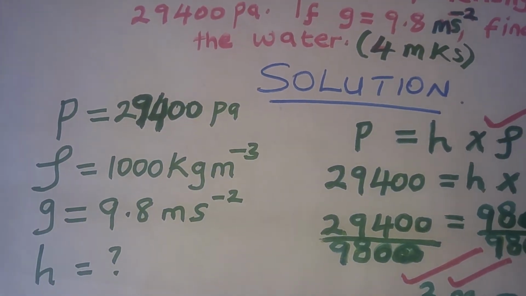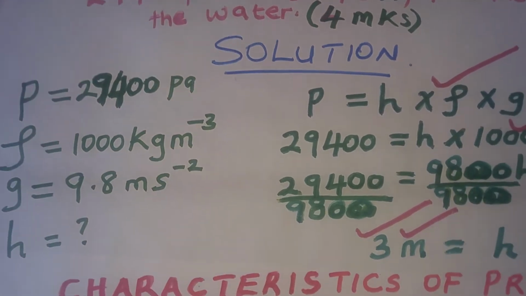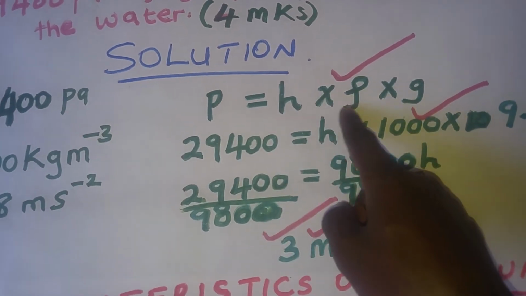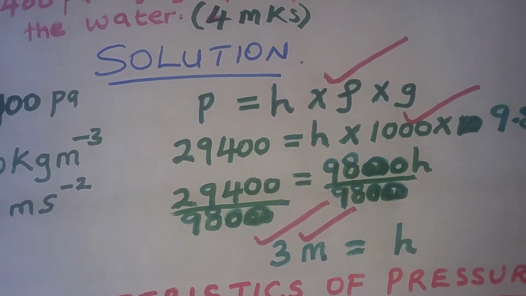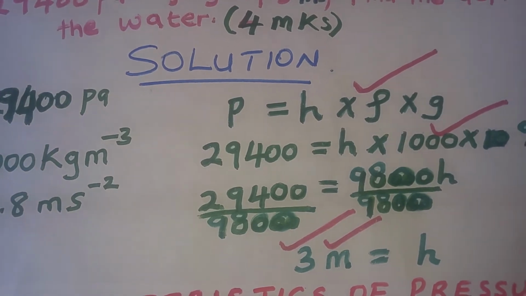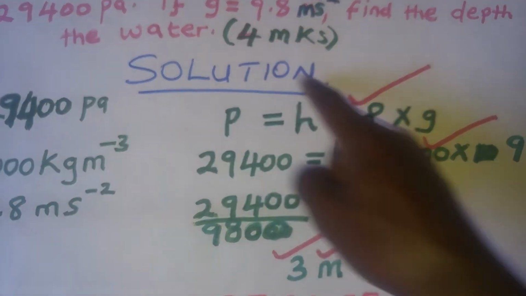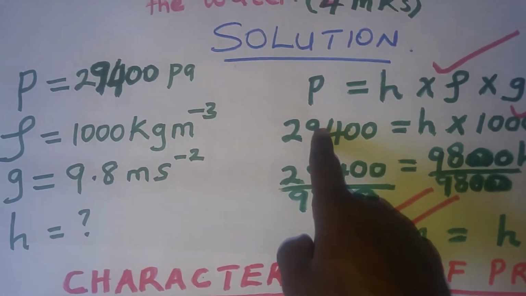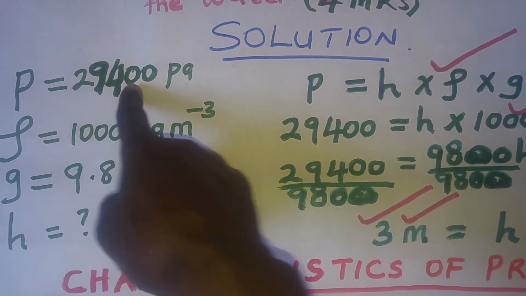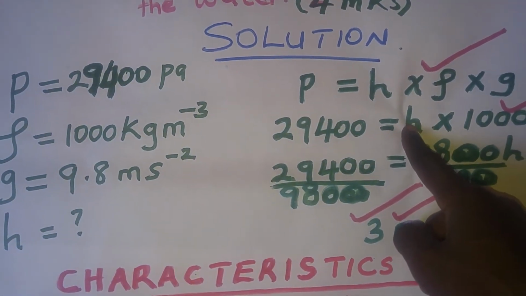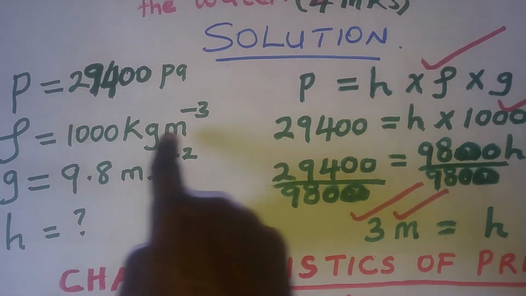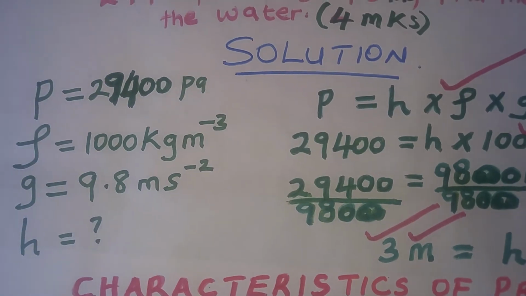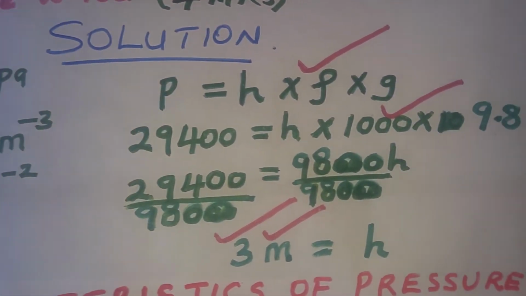Now, using this, we all know that pressure in liquids, the formula is pressure equals H, which is the height, times the density, times acceleration due to gravity. Now we substitute. So how many marks are here? There are 4. 1 is for the formula. Then for substituting, pressure as 29,400. The height is what we want, so you leave it as H, times the density, 1000, times acceleration due to gravity. This time it is not 10, but 9.8.